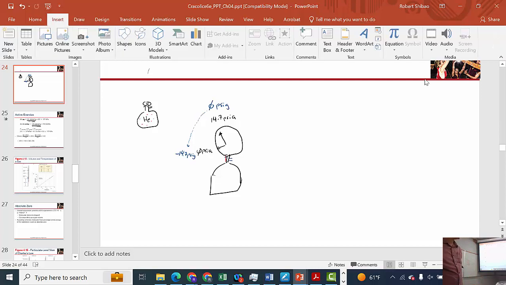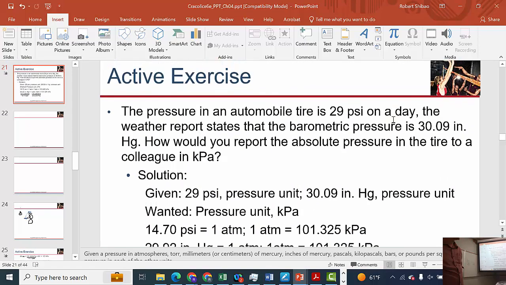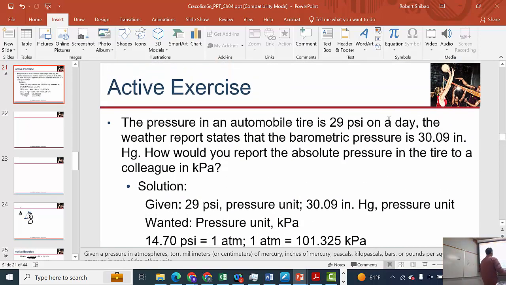So now let's go back to this problem here on the PowerPoint. The pressure in an automobile tire is 29 psi. Is that psi-A or psi-G? If this 29 psi goes to 0, does that mean you sucked every last air molecule out of there? Even if you had a powerful vacuum, it's hard to do. And so this is psi-G. Because if this goes to 0, it's not truly empty. There's still air in there. It's just not enough to inflate the tire.